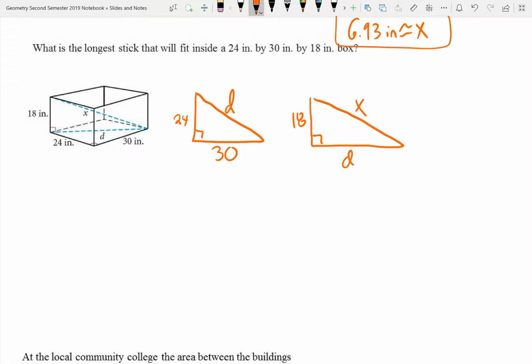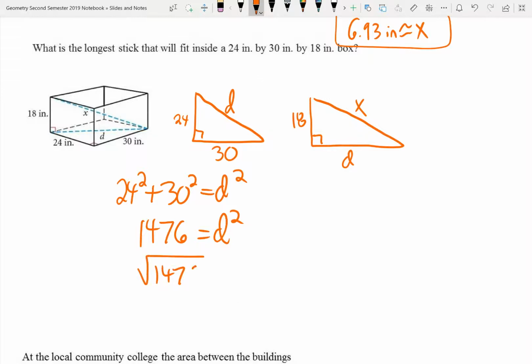Okay. So first of all, you could ask yourself, is it a special right triangle? Is it a 3, 4, 5, or 5, 12, 13? No, it ends up not being. So we're going to have to do the Pythagorean theorem. So 24 squared plus 30 squared equals D squared. If you put 24 squared plus 30 squared into your calculator, you will get 1,476 equals D squared. That means the square root of that number is equal to D.